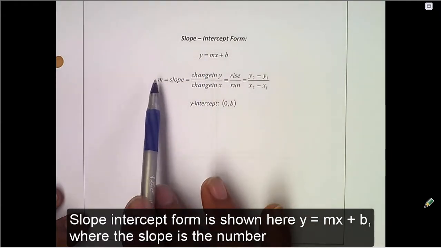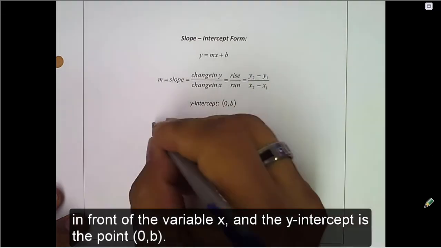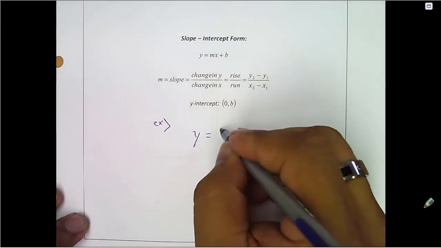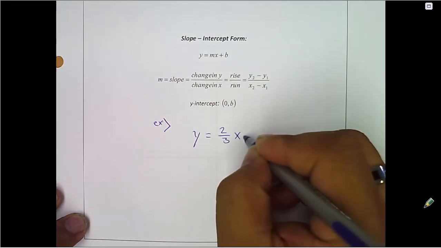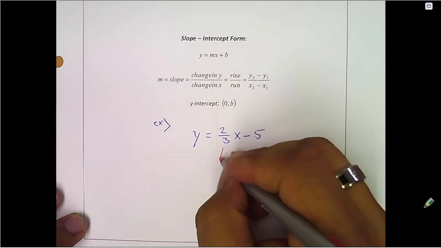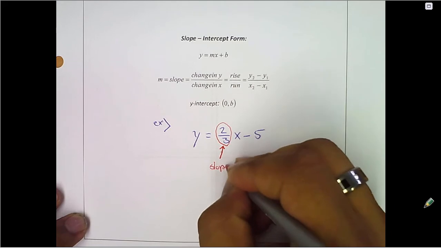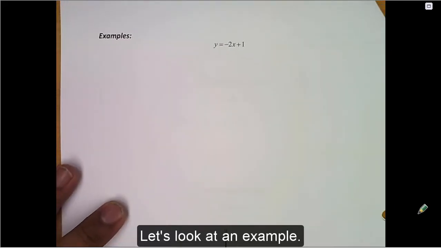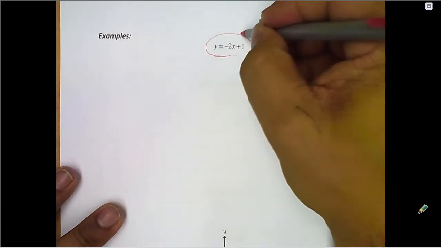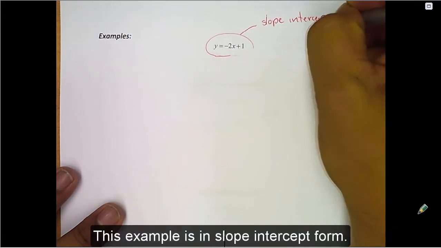Slope-intercept form is shown here, y equals mx plus b, where the slope is the number in front of the variable x and the y-intercept is the point 0, b. Let's look at an example. This example is in slope-intercept form.